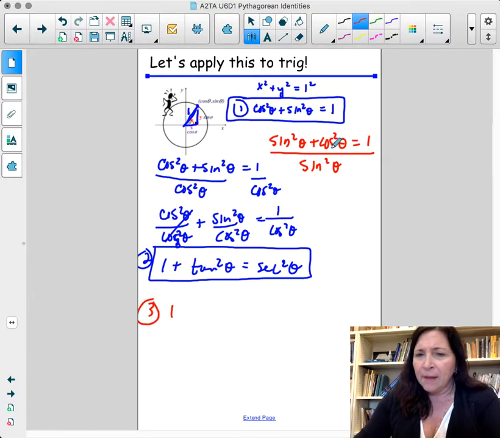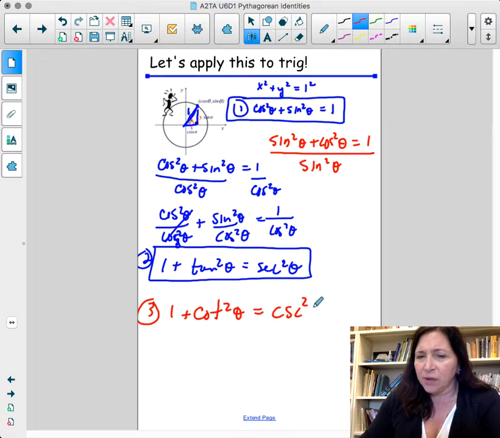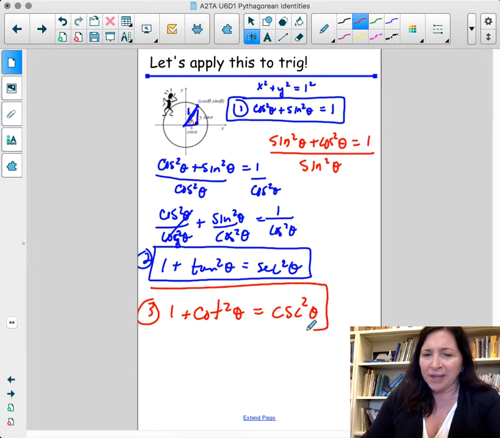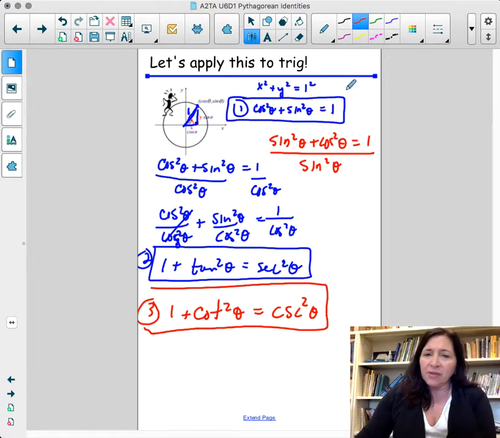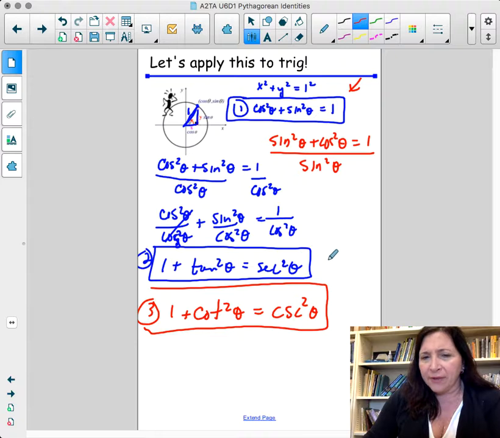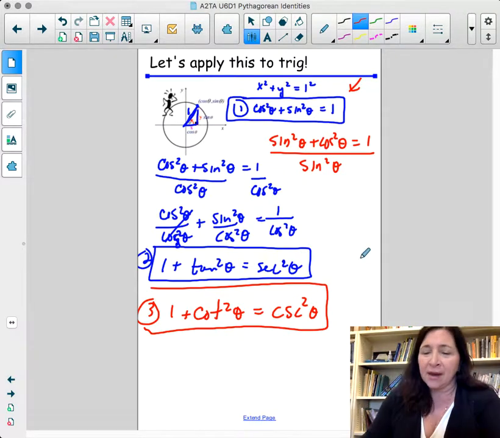So I'm going to get 1 plus cosine over sine. Well, that's cotangent. So cotangent squared of theta. And then 1 over sine is going to be cosecant squared of theta. So by just knowing this one right here from my unit circle, I can derive the other 2, and now I have all 3.